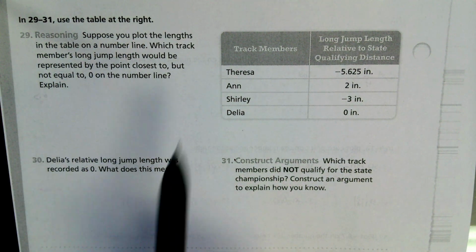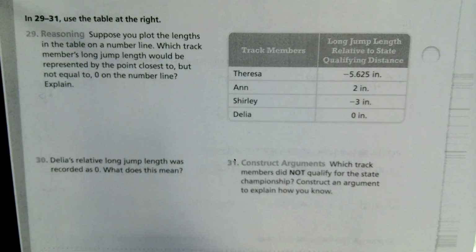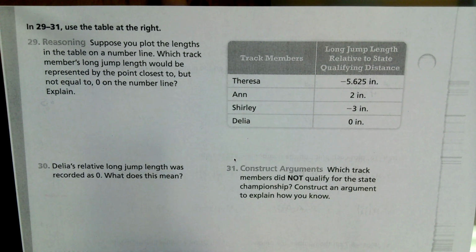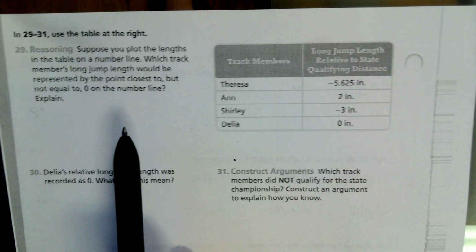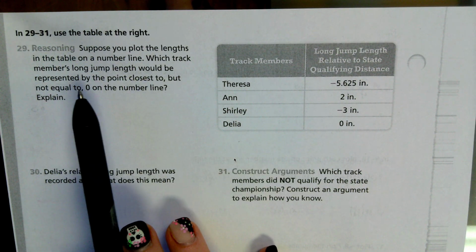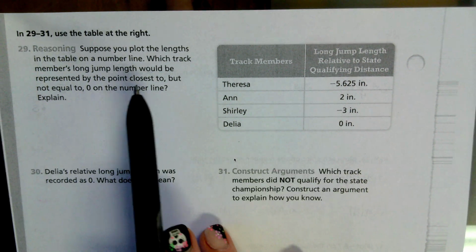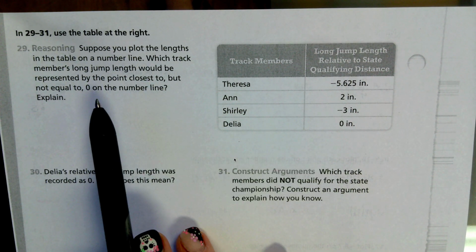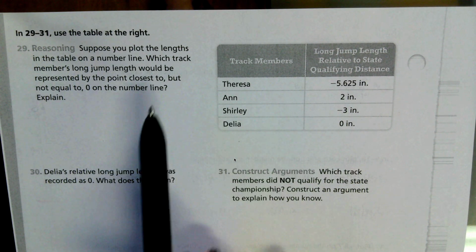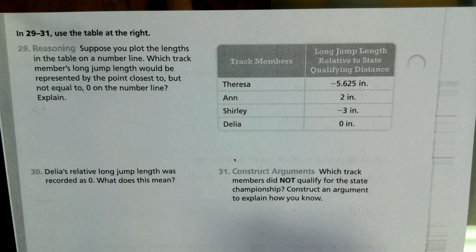Now, 29 through 31, you need to use this table over here on the right. We're going to do some of this together because track is quite the sport, my friends. Suppose you plot the lengths in the table on a number line. Which track member's long jump length would be represented by the point closest to but not equal to 0 on the number line? Who is closest to 0 on the number line?